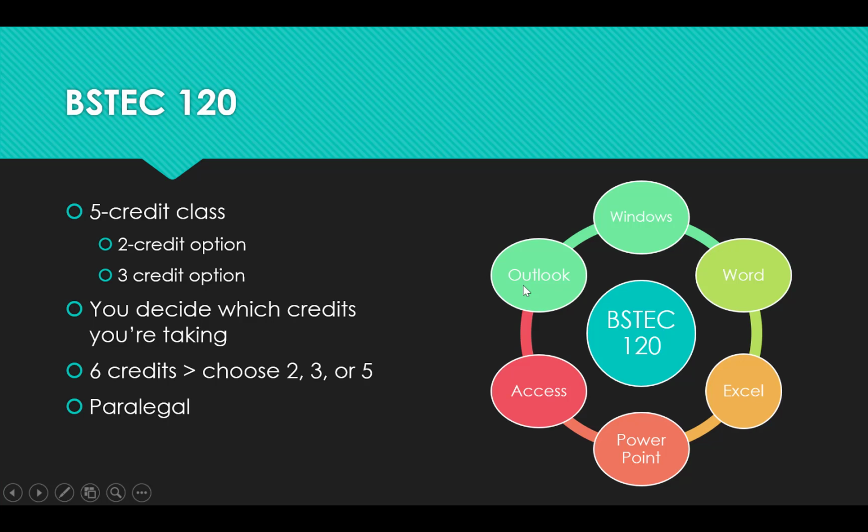So based on how many credits you're registered for, 2, 3, or 5, you pick which of these credits you're planning to take. If you are a paralegal student, you have specific requirements on which credits you need to take. Please see your instructor as soon as possible.